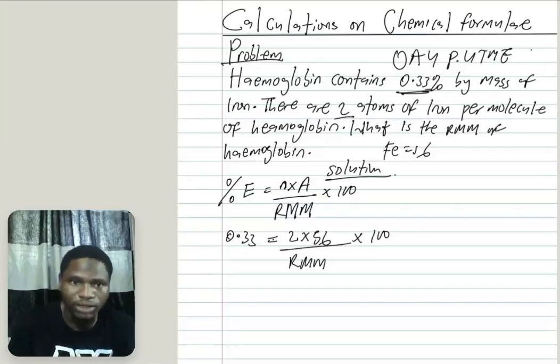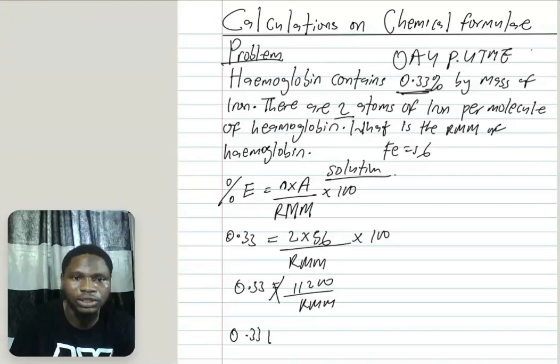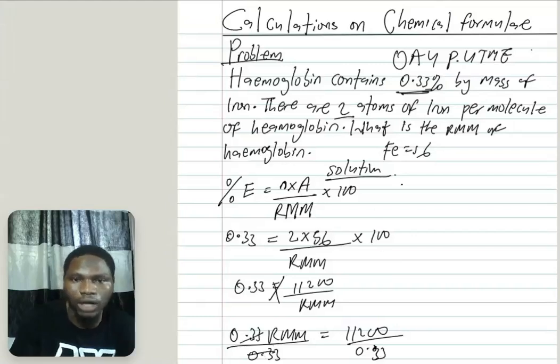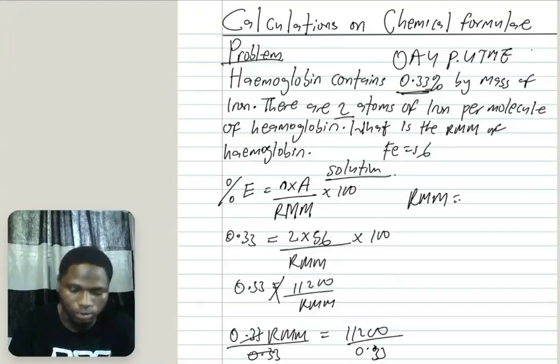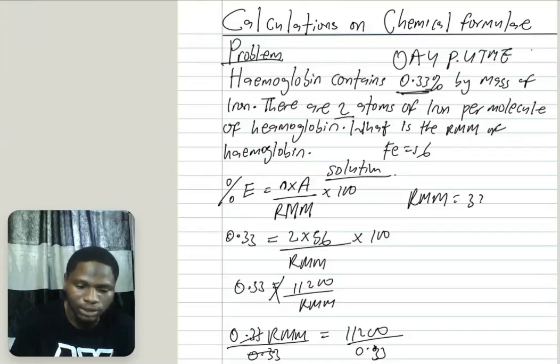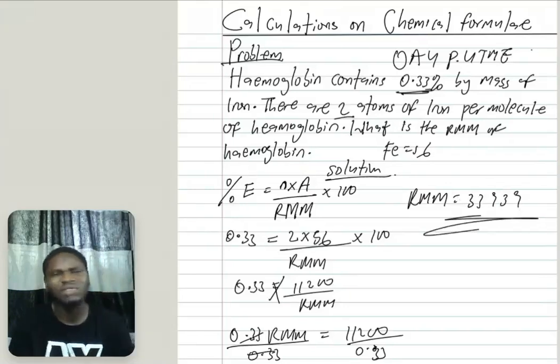So let's do that. So we have 0.33 equal to 2 times 56 times 100 over RMM. That will give me 11200 over RMM. So if I cross multiply, I'll have 0.33 RMM equal 11200. So to find RMM, divide both sides by 0.33. So this will cancel this. RMM is equal to 11200 divided by 0.33. So the relative molecular mass of hemoglobin was 33939, approximately 33939. So this is what I have. That's that for that. So thanks for watching.